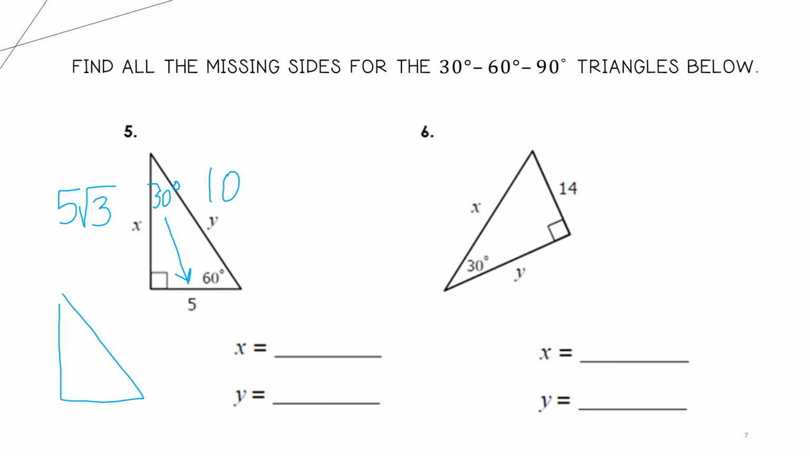So just to kind of draw it out here. All right, x, hypotenuse is 2x, long leg is x root 3. This is the easiest case scenario if they give you the shorter leg. We have to work backwards if they give us the long leg or the hypotenuse. So let's see, x was 5 root 3. And y, our hypotenuse, is 10.